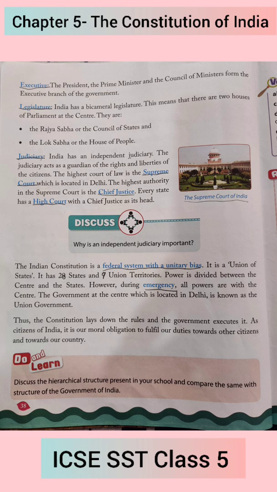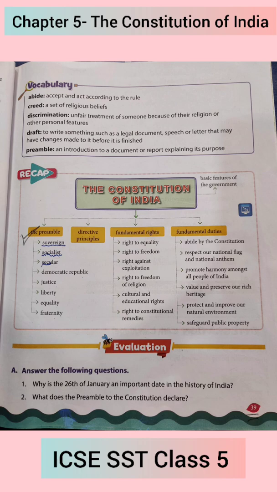Now let's read the vocabulary of the chapter to understand more about it. Abide, accept and act according to the rule. Creed, a set of religious beliefs. Discrimination, unfair treatment of someone because of their religion and other personal features. Draft, to write something such as a legal document, speech or letter that may have changes made to it before it is finished. Preamble, an introduction to a document or report explaining its purpose.